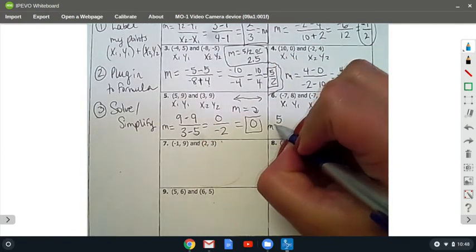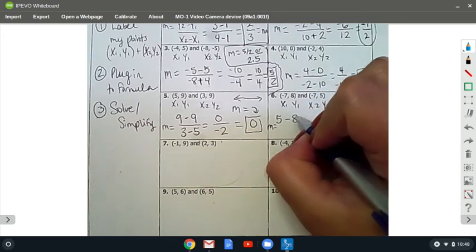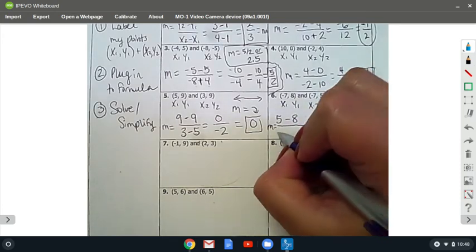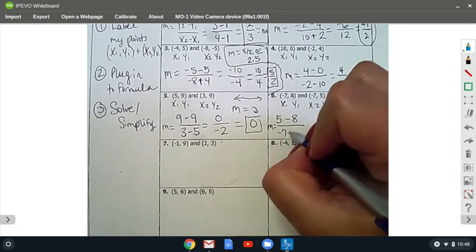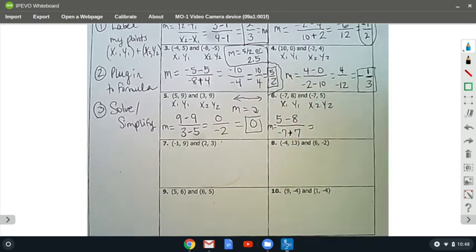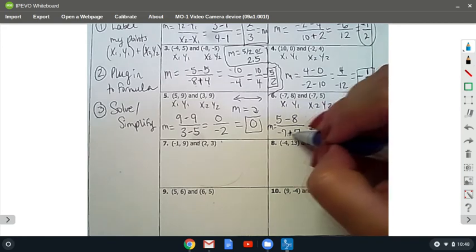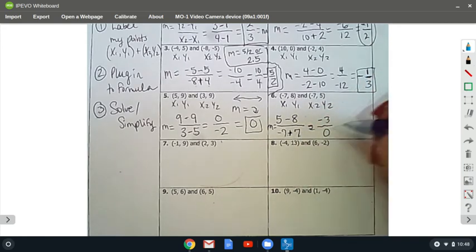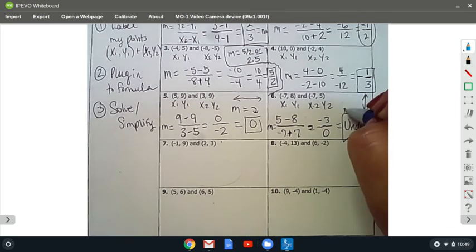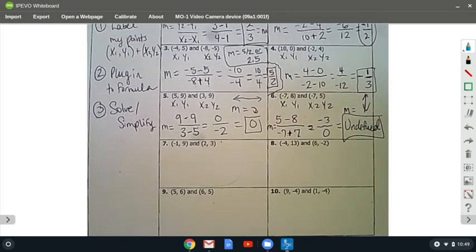y2 minus y1. x2 is -7 minus a negative, so that's going to be positive, my x1, 7. So that gives me 5 minus 8 is negative 3 over negative 7 plus 7 gives me 0. I can't divide a number by 0. If I do, it makes it undefined. So that's that vertical line that looks like this. So my slope is undefined. And if I looked at it on a graph, it would be this vertical straight up and down line.